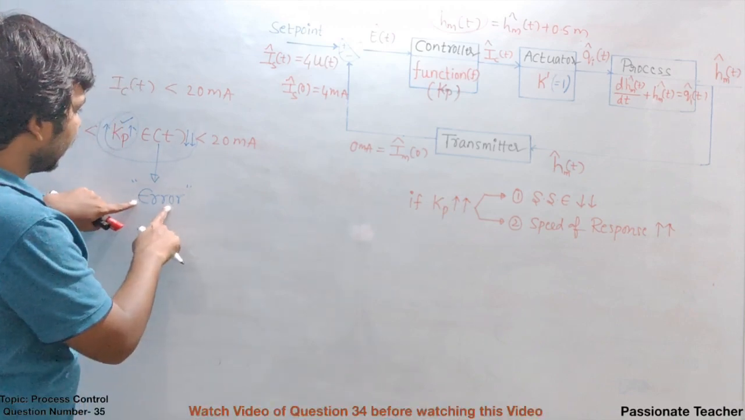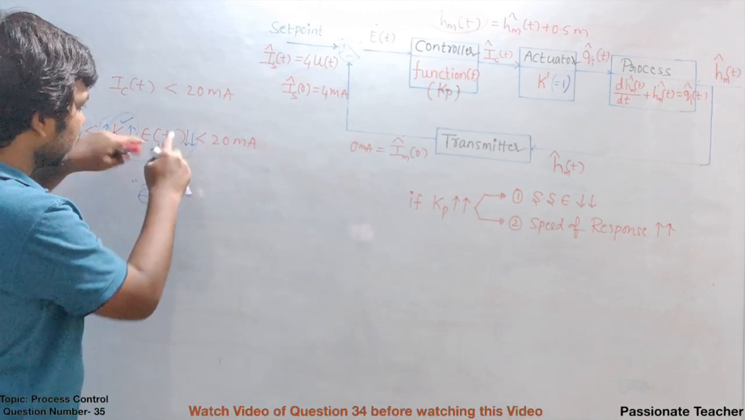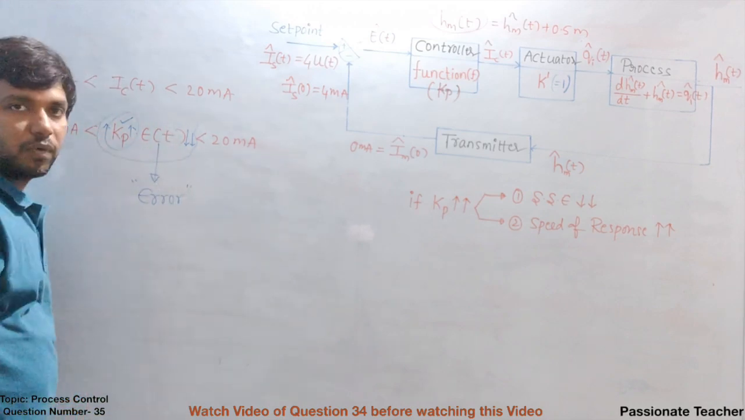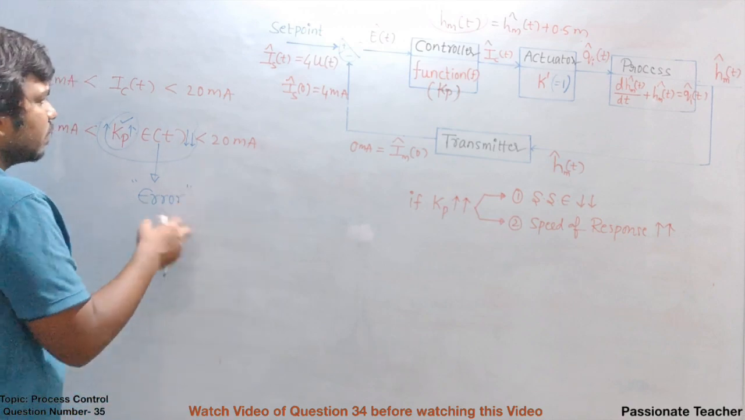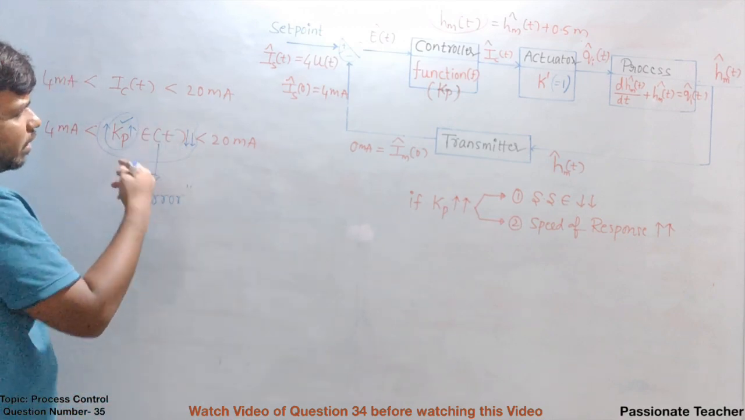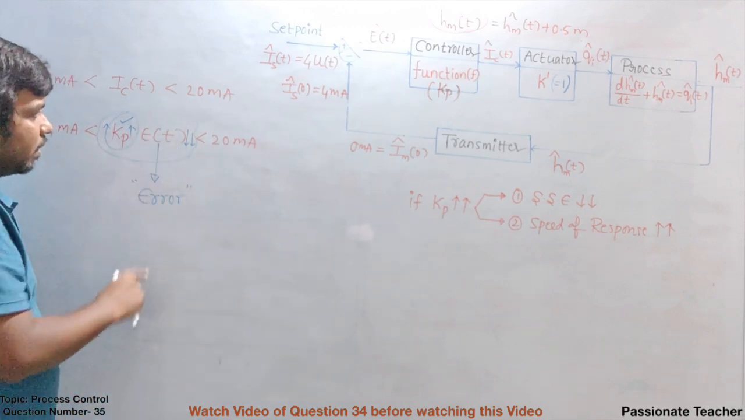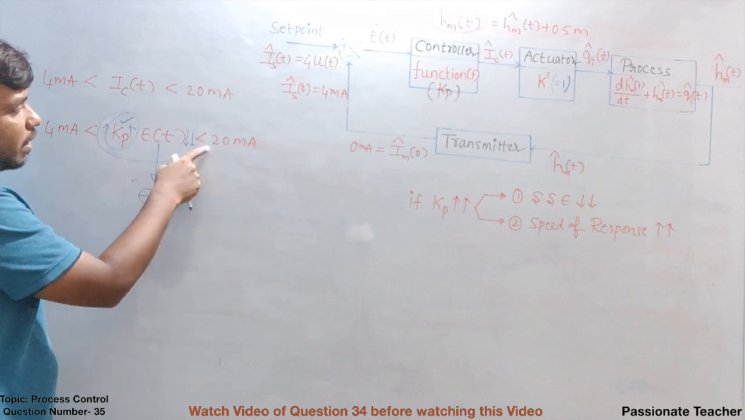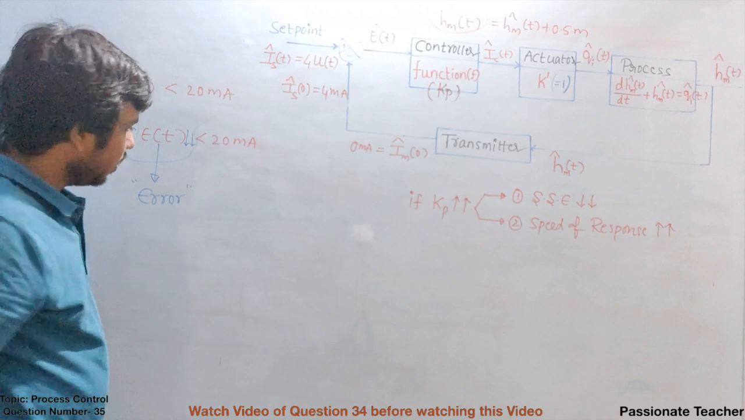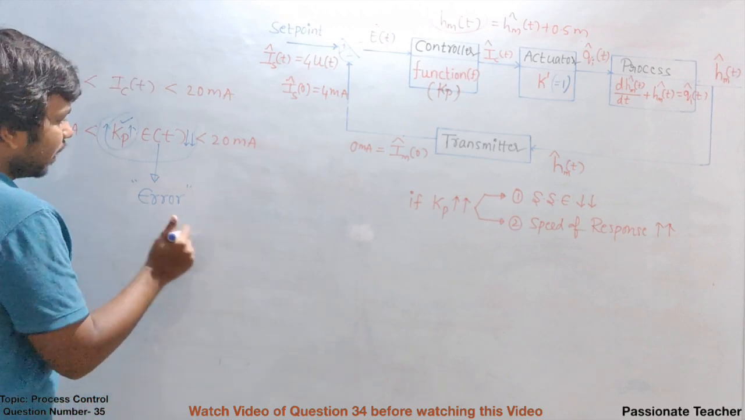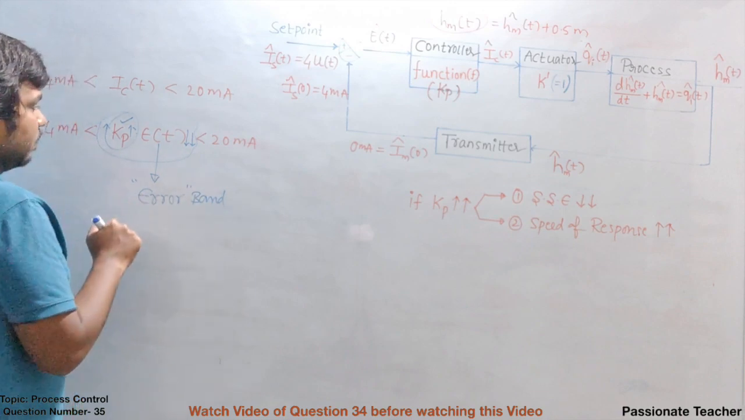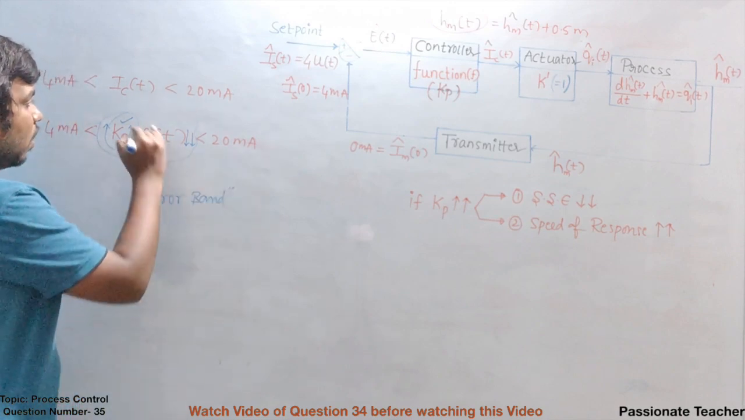If I say the error value should be this much maximum, then from there we will be able to find the Kp value. If somebody says error E of t can be maximum 4 milliampere, then Kp into 4 milliampere should be less than 20, so Kp can be less than 5. Clear? That is the way this error band keeps the constraint on the controller gain Kp.